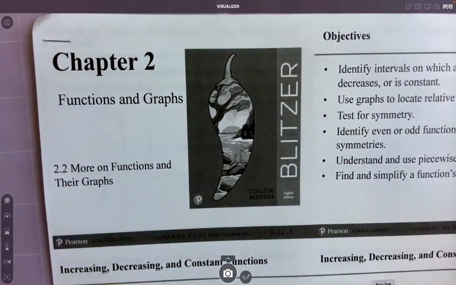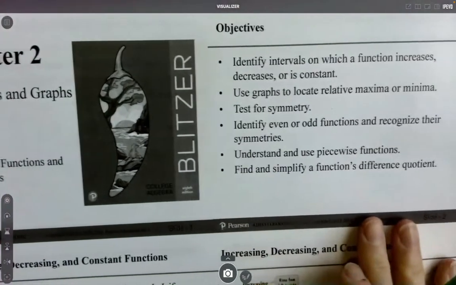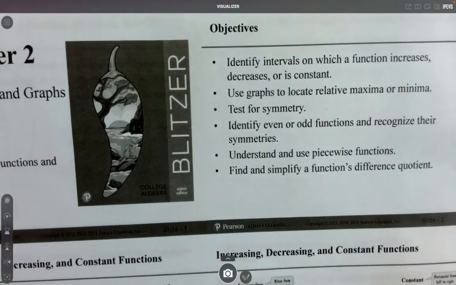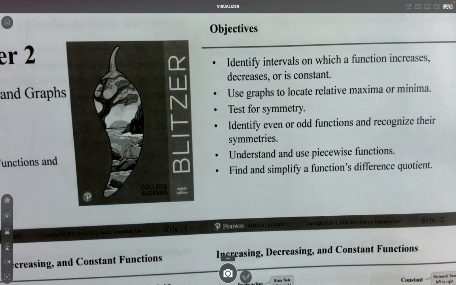Let's look at 2.2. So this is more on functions and their graphs. We are going to look at how functions increase and decrease and remain constant. We're going to locate the maxima and the minima, test for symmetry, identify even or odd functions and recognize their symmetries, and then look into piecewise functions, and then find and simplify a function's difference quotient.